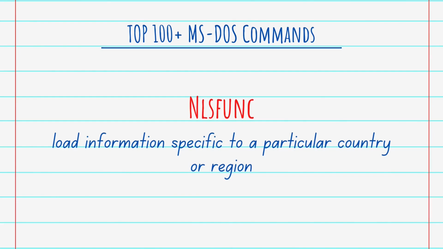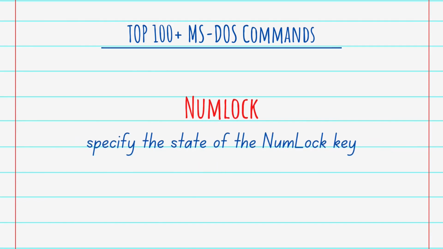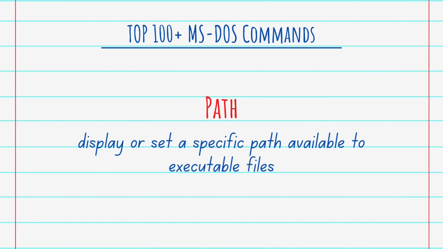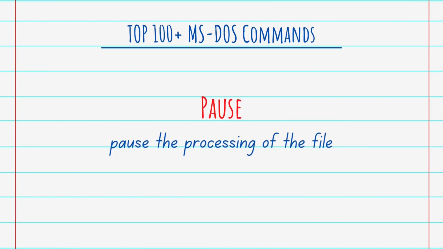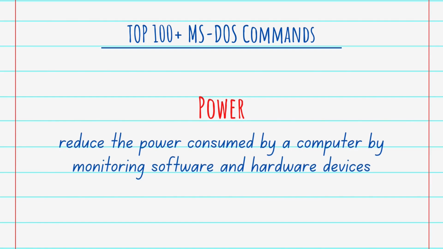Next command is NLSFUNC. This command is used to load information specific to a particular country or region. Then numlock. The numlock command is used in the config.sys file to specify the state of the numlock key. The path command is used to display or set a specific path available to executable files. Next is the pause command. The pause command is used within a batch or script file to pause the processing of the file. When the pause command is used, a "Press any key to continue" message is displayed in the command window.